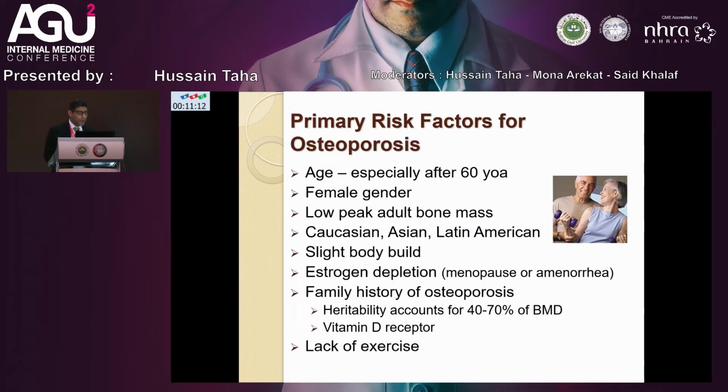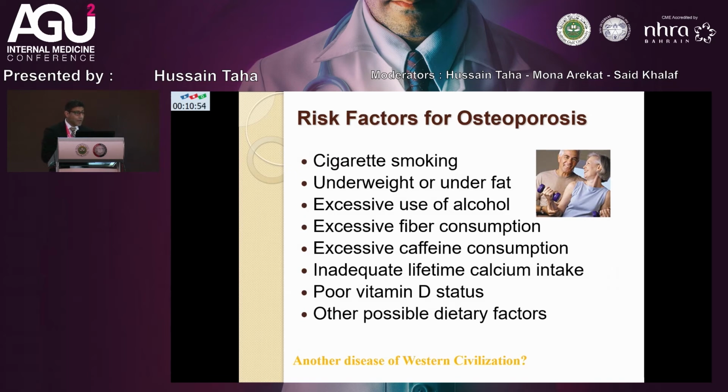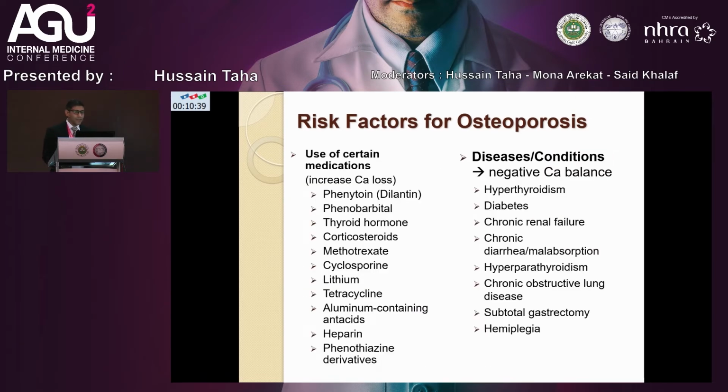Primary risk factors for osteoporosis: age, especially after the age of 60, female gender, low peak adult bone mass, races like Caucasian and Asian, and slight body build. Estrogen depletion early in life, family history, and lack of exercise. Other risk factors: cigarette smoking, underweight, excessive use of alcohol, excessive fiber consumption, excessive caffeine consumption, inadequate lifetime intake of calcium and vitamin D, and possibly dietary factors. Other risk factors are medications and diseases. Most chronic illnesses lead to osteoporosis, like chronic renal disease, chronic diarrhea, hyperparathyroidism, and so on.